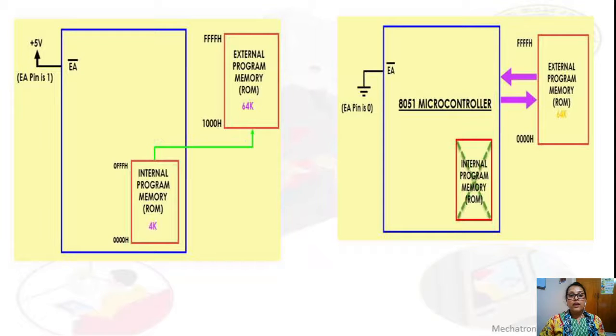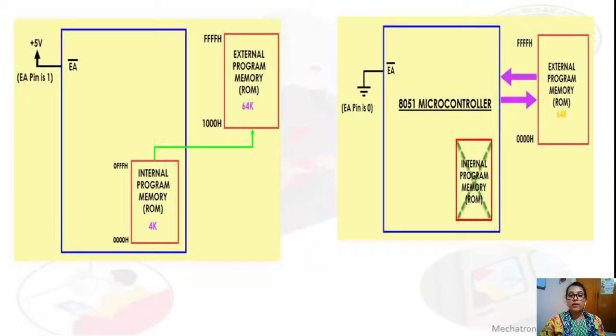See, the 8051 microcontroller has both internal as well as external. On-chip memory is there, and even external memory we can add. But the 8031 microcontroller has no internal program memory, only external program memory is present. So it is based on the classification of memory. We had embedded memory and external program memory. Embedded memory means this one, external program memory means this one.